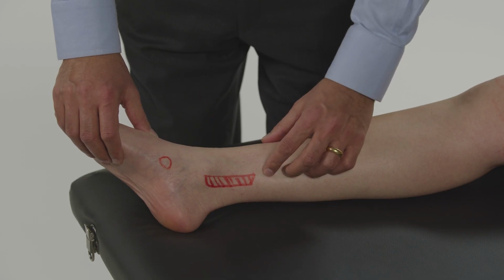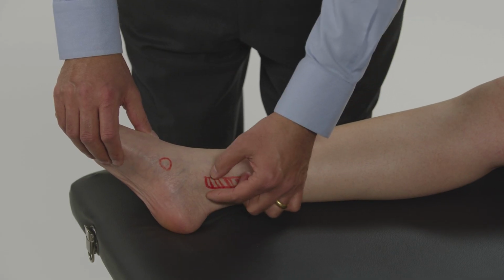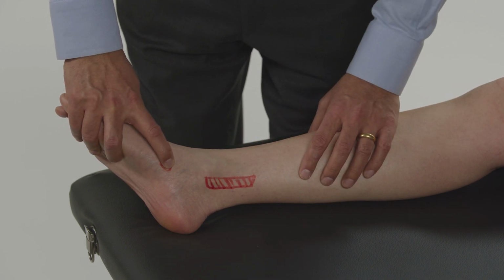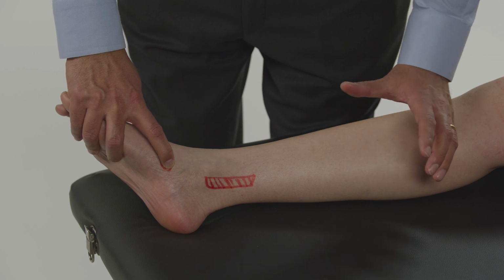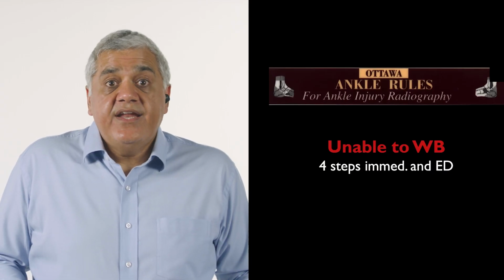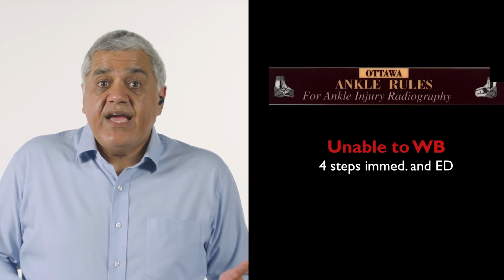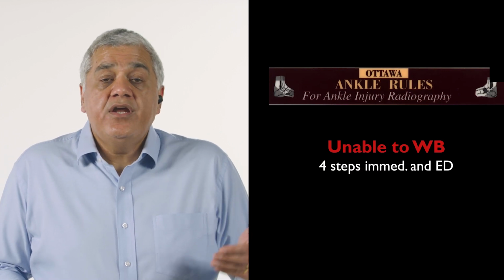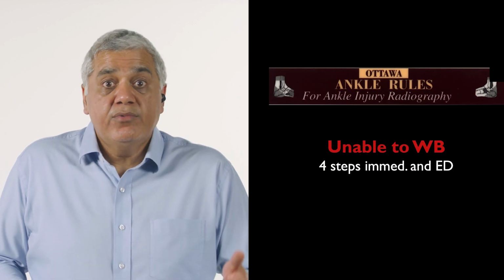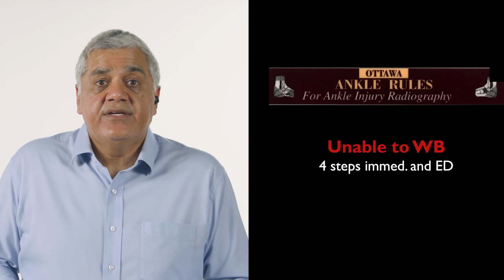And then over onto the medial side, it's the posterior 6 centimeters of the medial malleolus with also a palpation of the navicular. And that's what the Ottawa ankle rules ask us to examine. Then what do we do? If they're tender in either of those spots, they get an x-ray. If they're not tender, we ask, hey, were you able to weight bear? And if you're unable to weight bear 4 steps immediately after the injury, and you're unable to weight bear in the emergency department, this also prompts an x-ray.